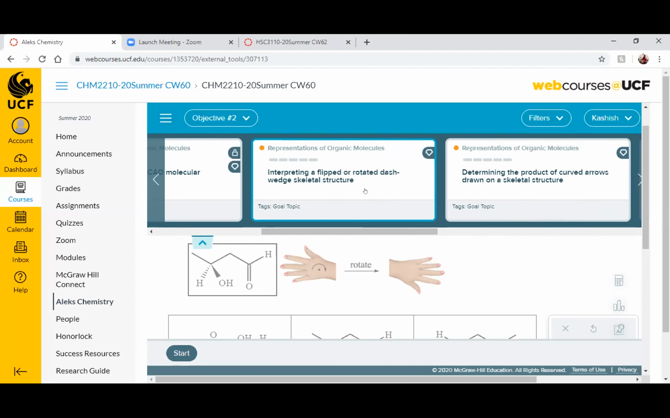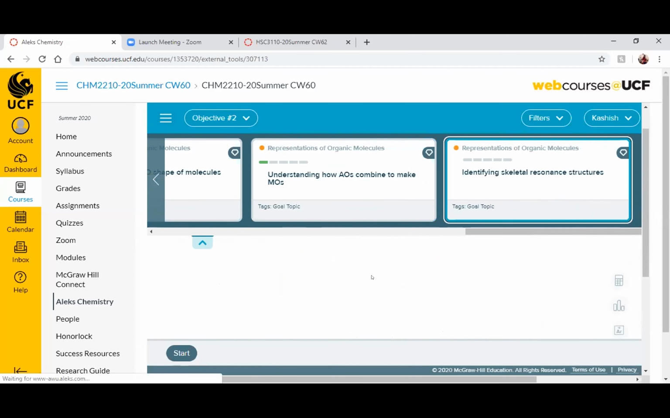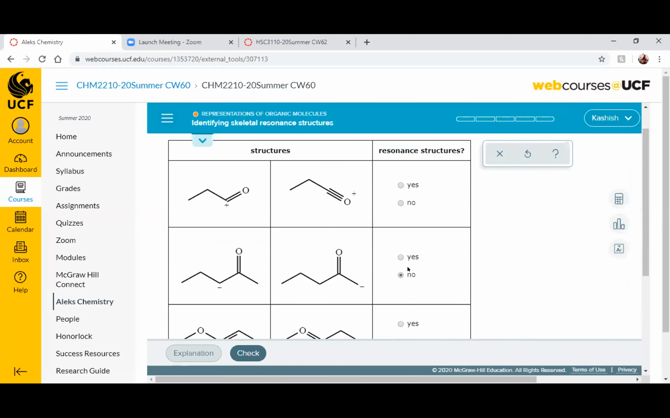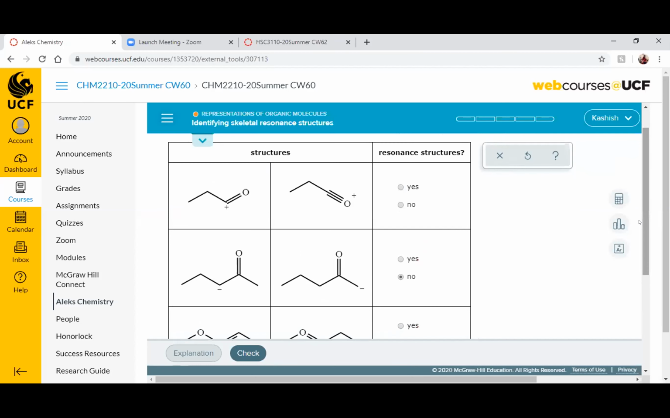Let's do the interpreting skeletal structures at the very end. Yeah. So skeletal resonance structures, it's something that we have done before in some of these questions. So we have to figure out, is this a valid resonance structure? Okay, so what I'm going to do is what I did before: I'm going to snip this, just take a screenshot of it and draw on it using my OneNote.